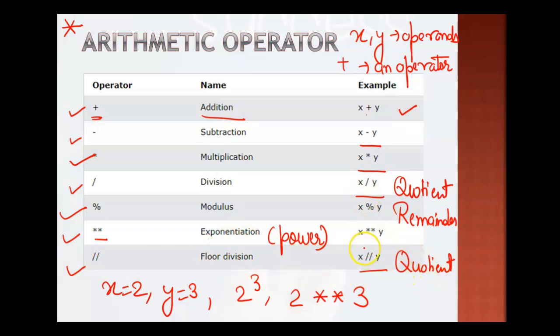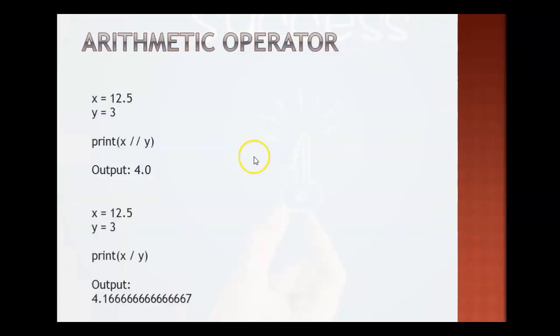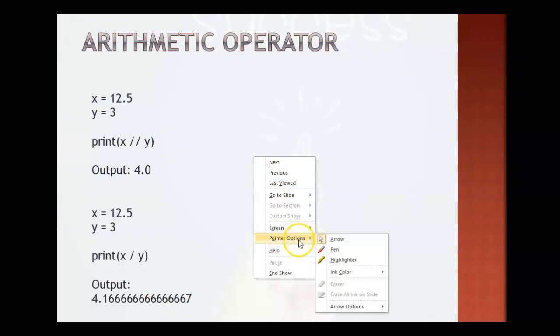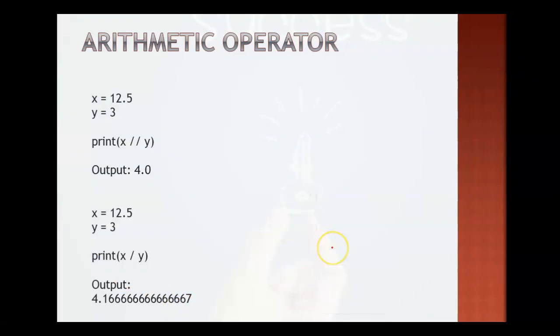So what is the difference between these two? The explanation with respect to the examples I have also taken here. So here you can check, two examples are given. We have the arithmetic operator. First we have the variable x. Suppose the value of x is 12.5, and the value of y is 3.